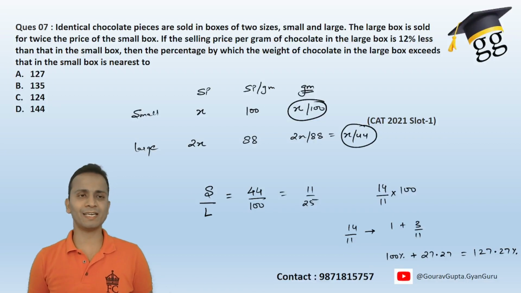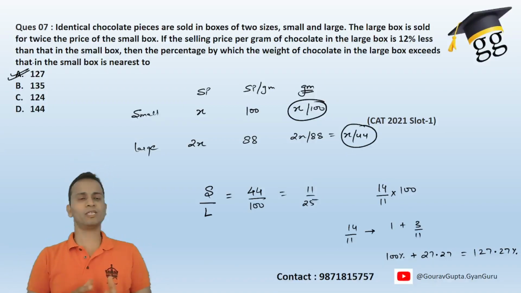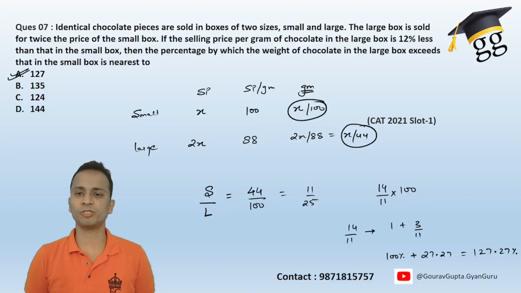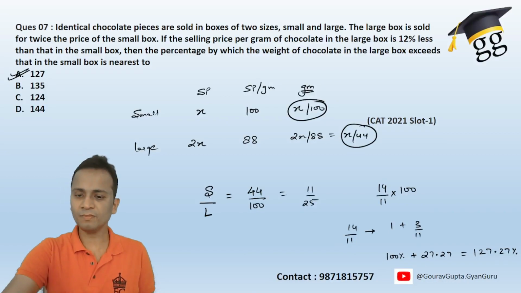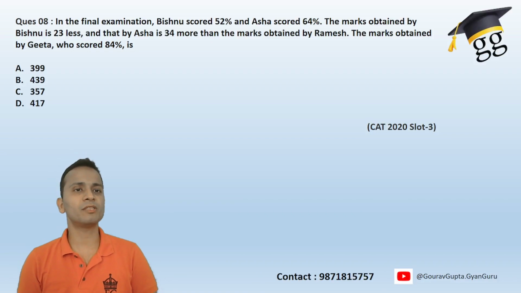Options में 127 दिख रहा है. Why don't we mark this option as our answer? So the correct answer here is 127. That is option A. All right. Next question. Question number 8. CAT 2020 slot number 3.